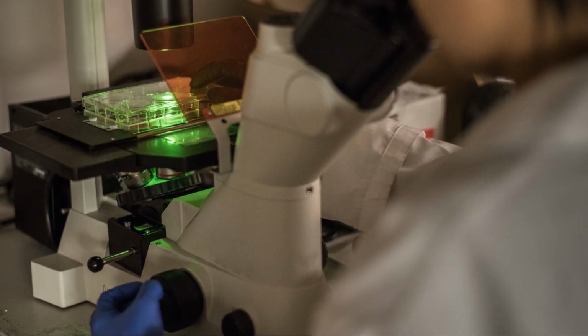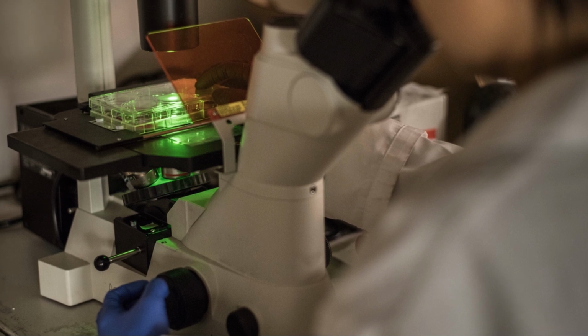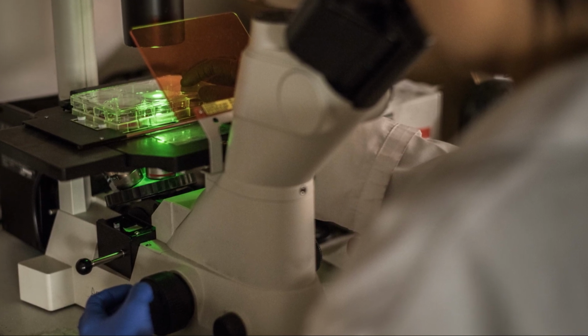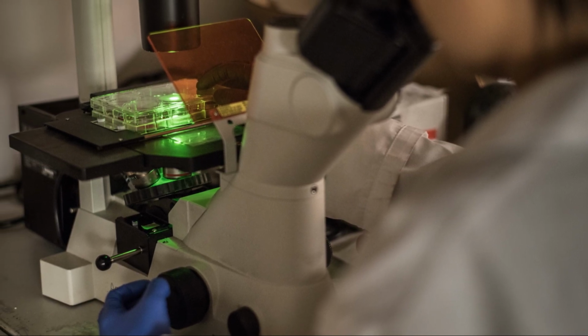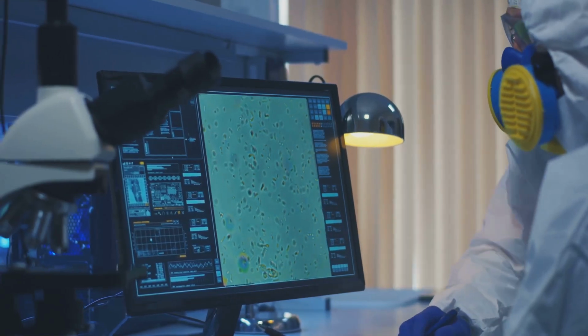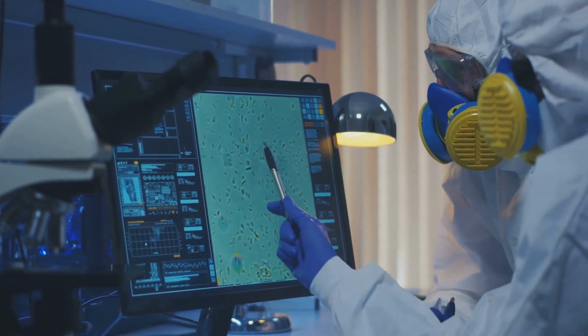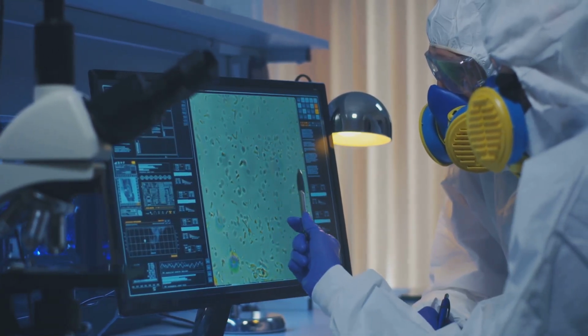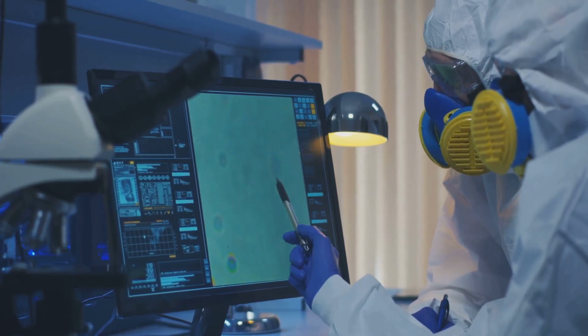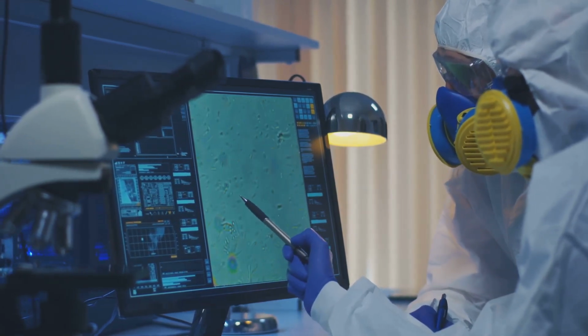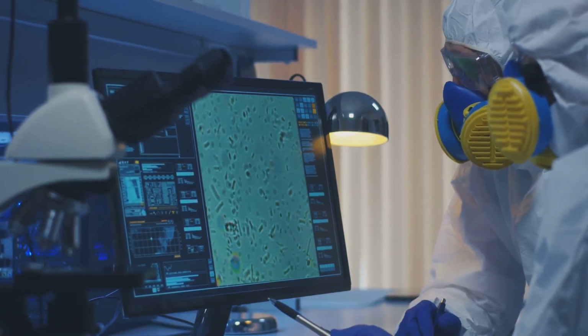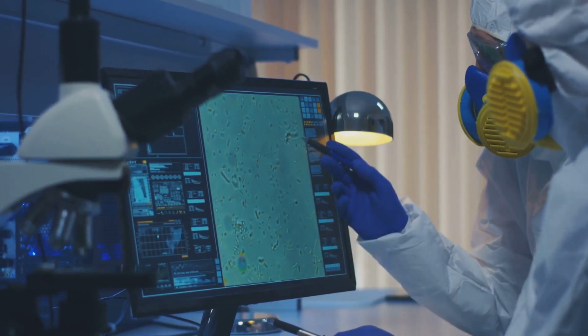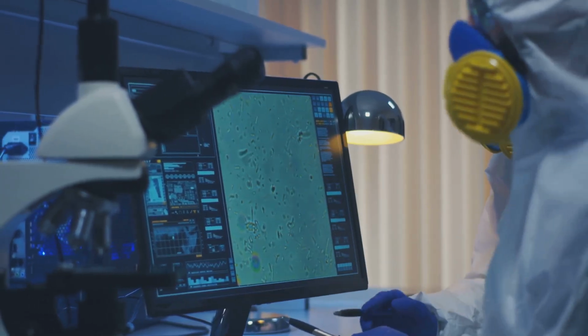In conclusion, fluorescent antibody labeling is a transformative technique that has revolutionized the field of biotechnology. By illuminating the microscopic world, it allows scientists to explore the intricate details of cellular processes, leading to groundbreaking discoveries in medicine, agriculture, and environmental science. As we continue to advance this technology, the potential for new insights and innovations is limitless.